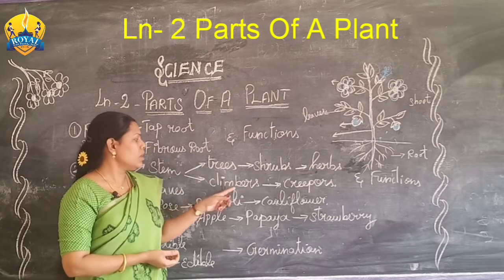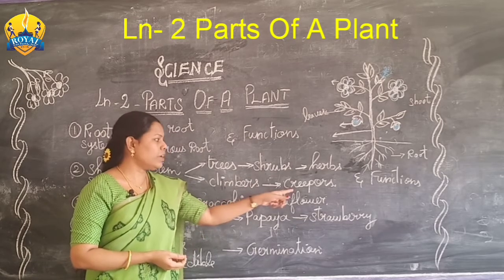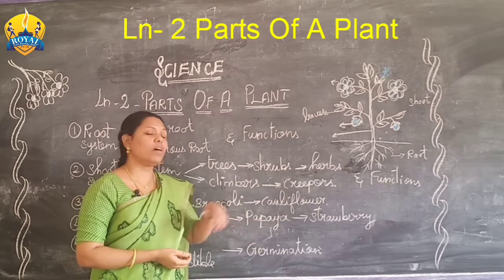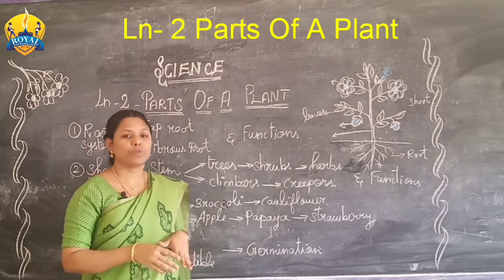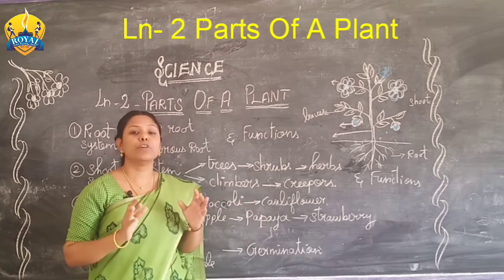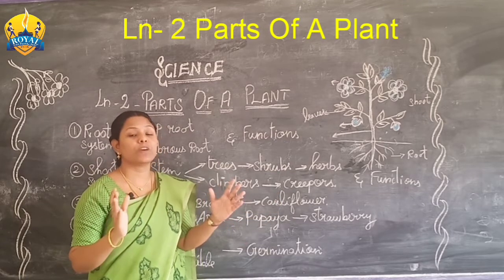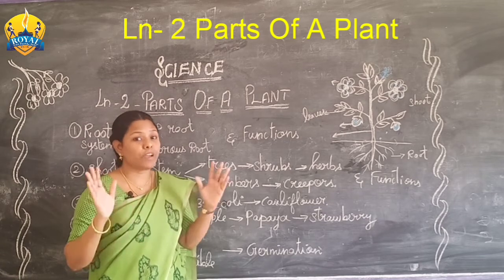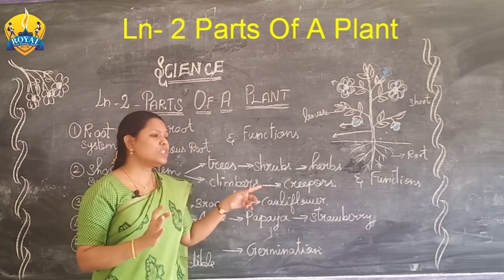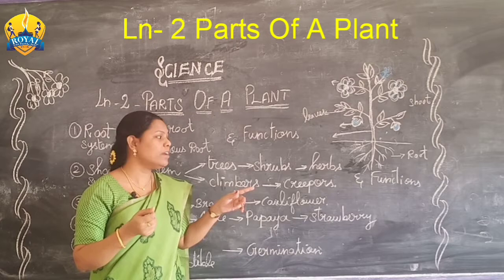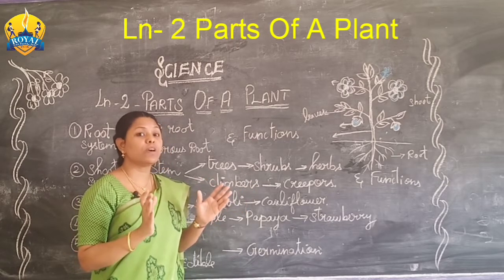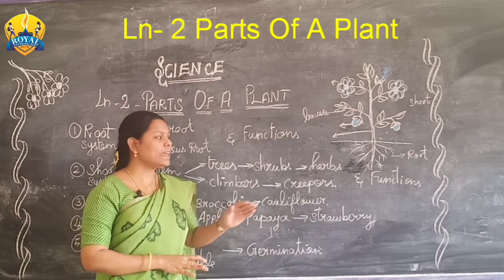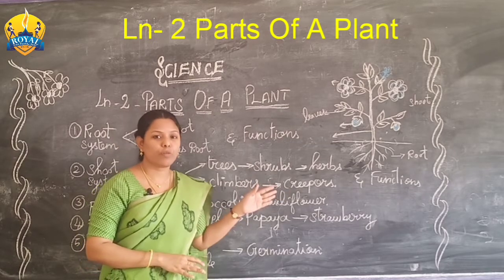Another one is creepers. Creepers we always see on the ground surface, because creepers have fruits and vegetables of big size, for example watermelon and pumpkin. Watermelon and pumpkin are very big, no? The plant can't handle such big vegetables, so it always grows on the ground surface. That is why it is called a creeper. Now, are you clear?